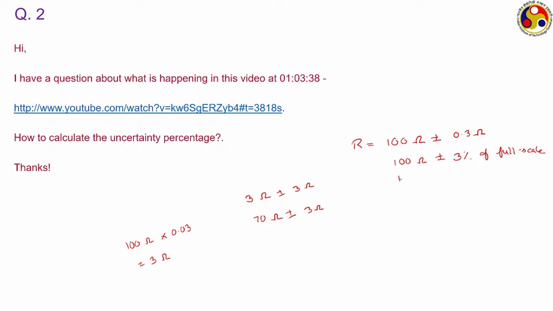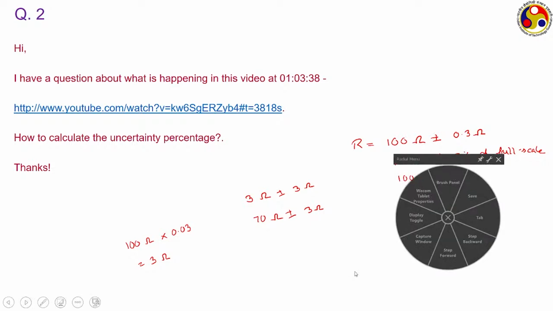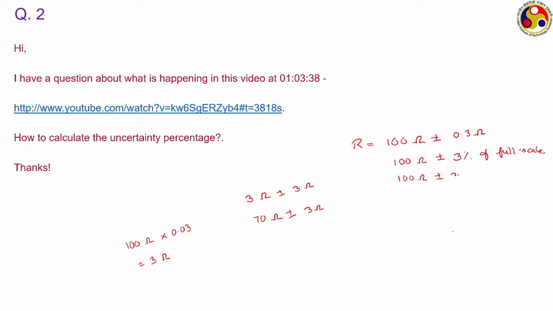The other one, which is most commonly used, is 100 ohm plus minus 3% of reading. If nothing is mentioned and just 3% is mentioned, we take that as 3% of reading. That refers to the error, where the magnitude of the error will depend on the value that you are measuring.